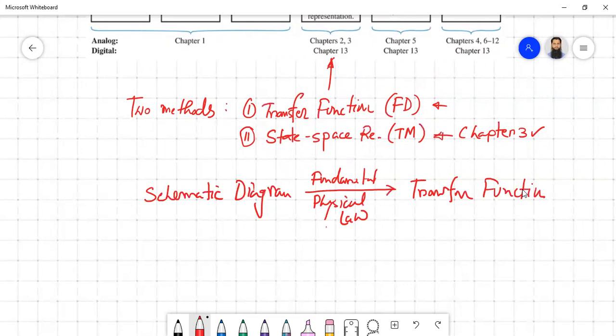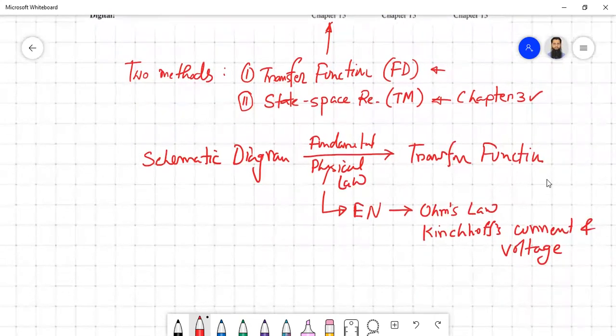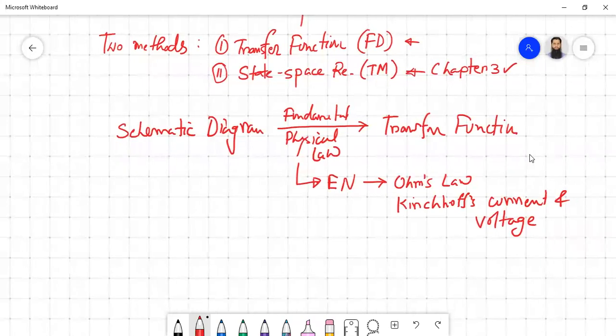So what is meant by fundamental physical laws? If it is an electrical network, we represent it by Ohm's law, or Kirchhoff's current and voltage laws. Okay, so very fundamental rules. These are the fundamental laws that we have to apply, through which we are going to find an equation that will represent the system.